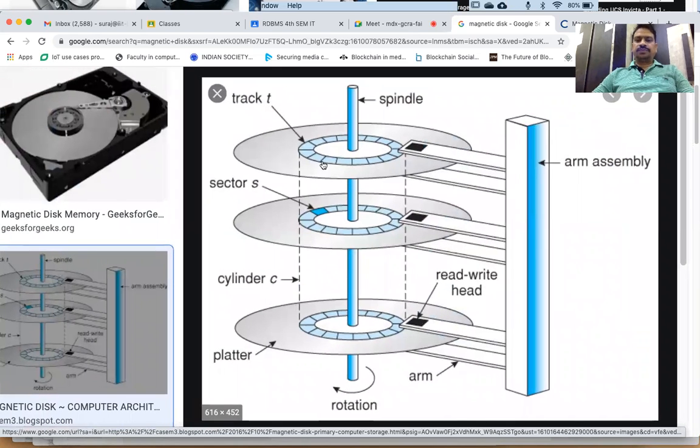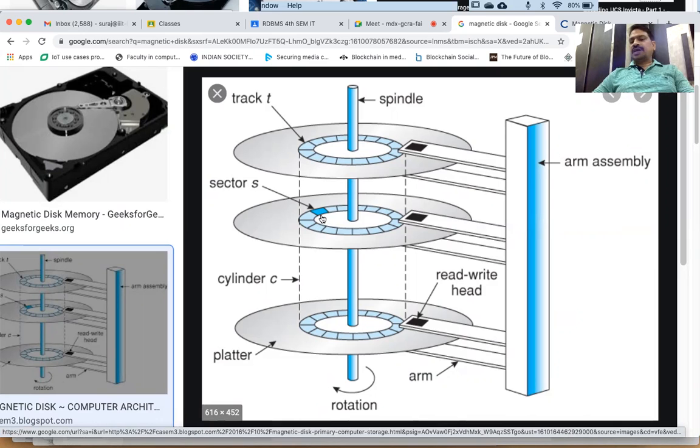So as I told you, these are all platters, and the platter is connected with the spindle, and it will make a rotation, a circular motion. There is a read write head. The read write head is attached with the arm assembly, which will give it a linear motion. Each platter is divided into different tracks. So we have different tracks, and each track is divided into different sectors.